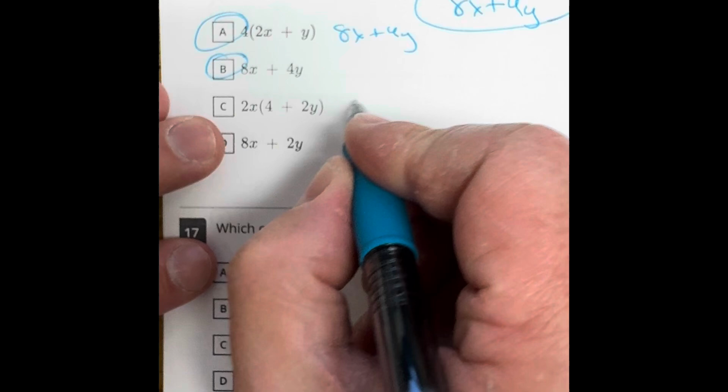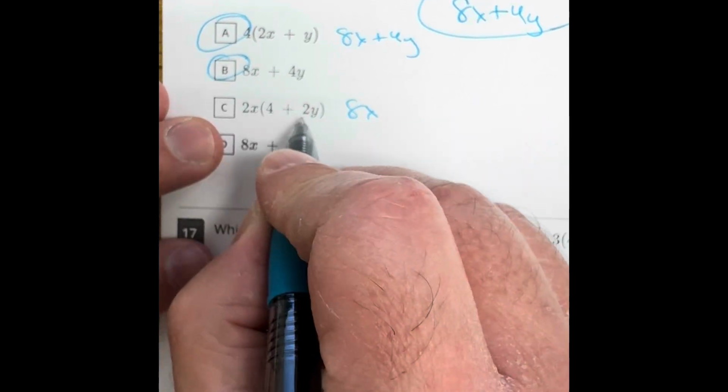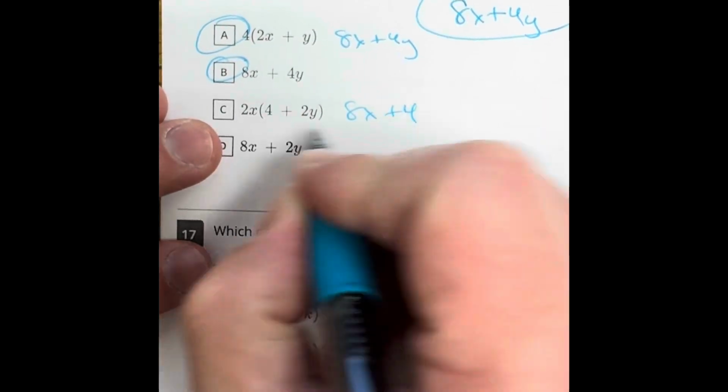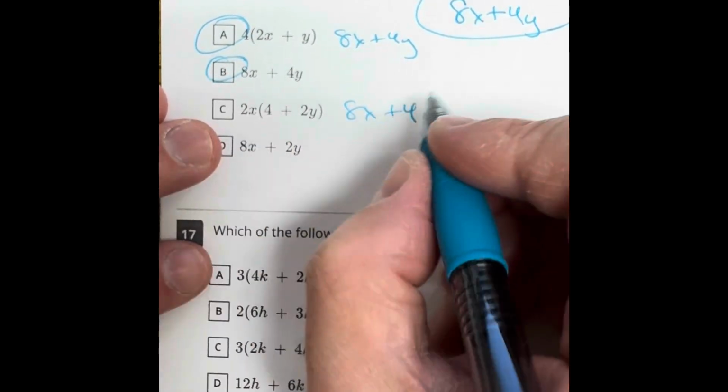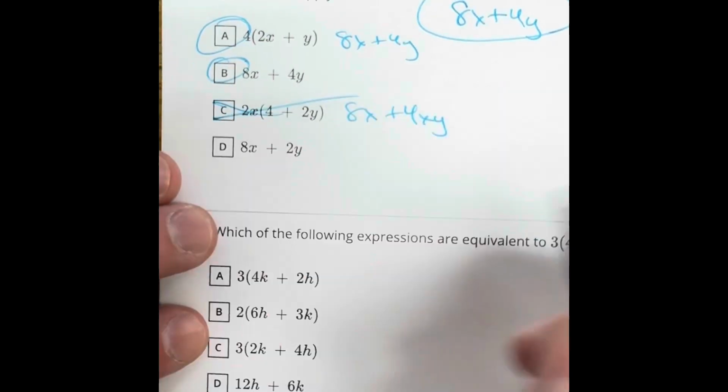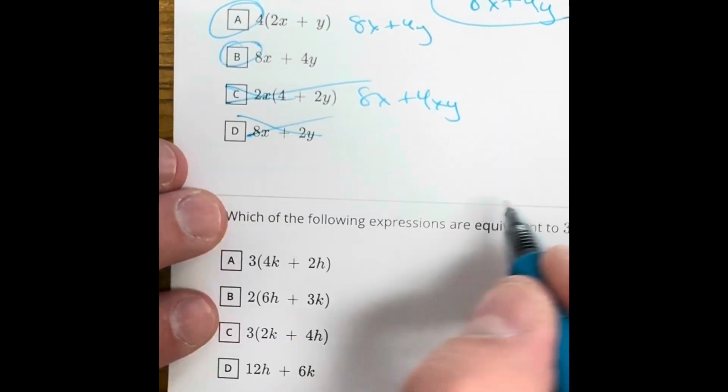2x times 4 is 8x, but 2x times 2y, okay, that's really ugly. 2 times 2 is 4, and 2x times 2y, well, the x times the y is just xy. We are not doing this in this class, so that doesn't work. And then 8x plus 2y, clearly not. We have 4y. So A and B are the answers here.